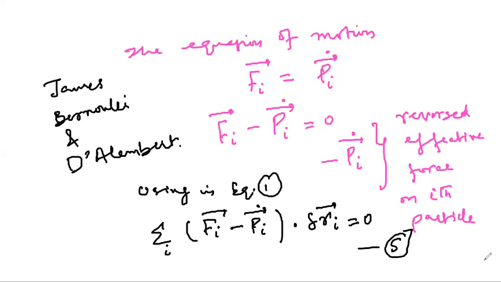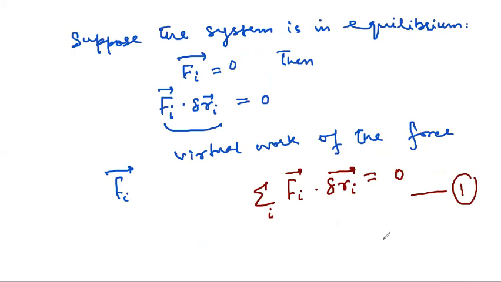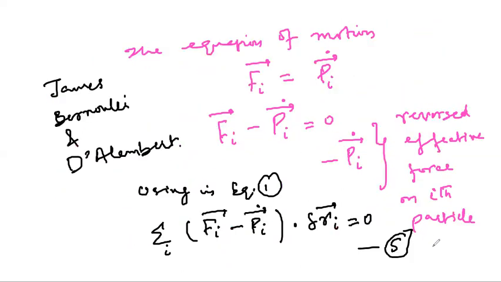We got this. Now see what we have done. Equation 1 is the condition for equilibrium of a system in terms of virtual work, right? In which Fi is the total force. Equation 5 is also the condition for equilibrium of a system, but here we have replaced the actual force by the sum of two forces, Fi and minus Pi dot. The plus point is that equation 5 contains the time derivative of Pi. So it can be used to study the evolution of the system. It can be used to study the motion of the system.